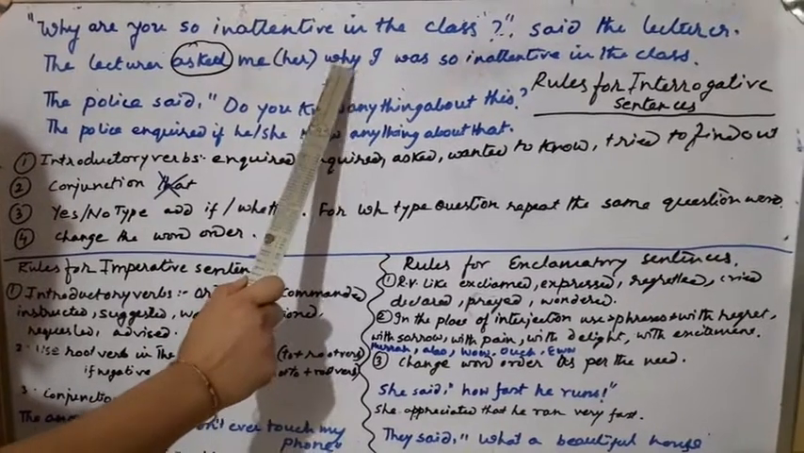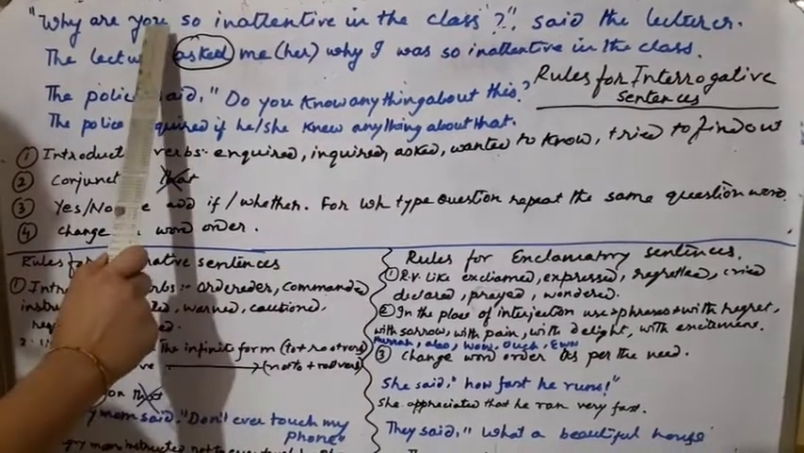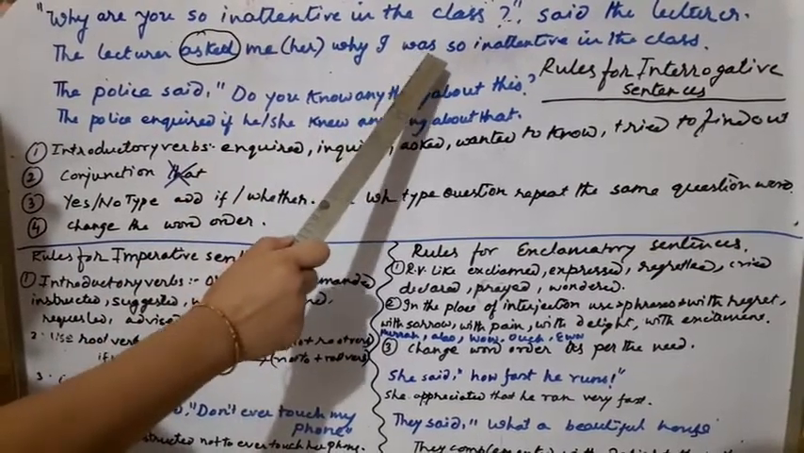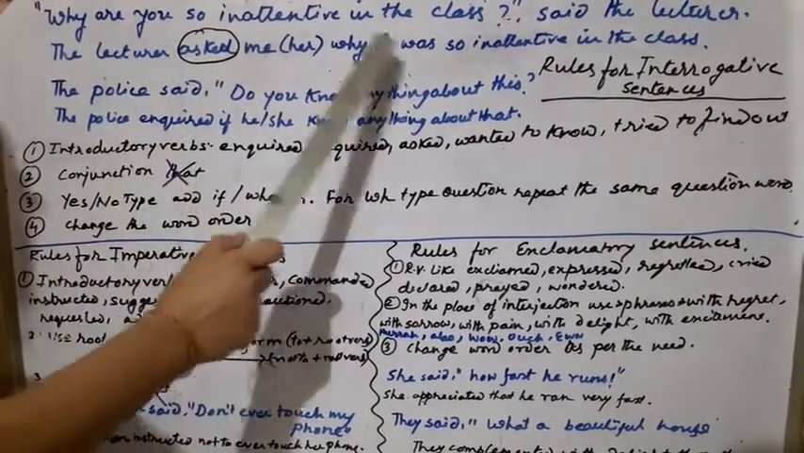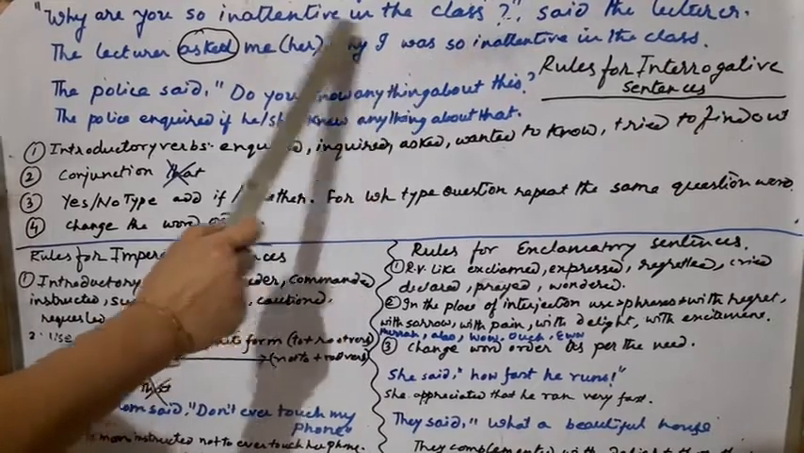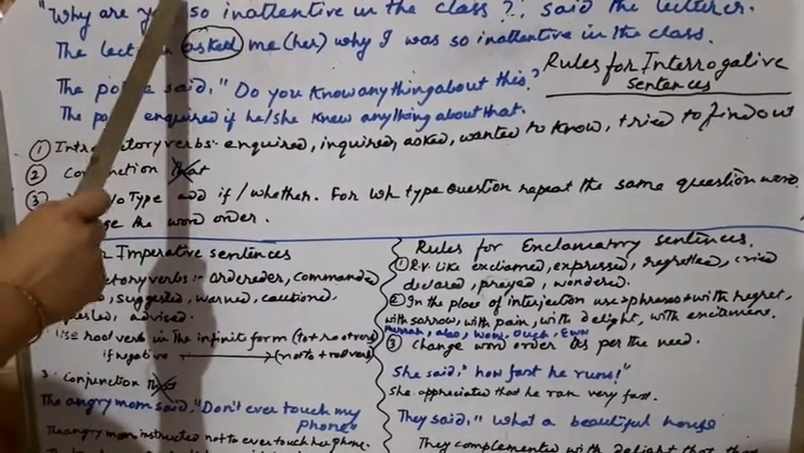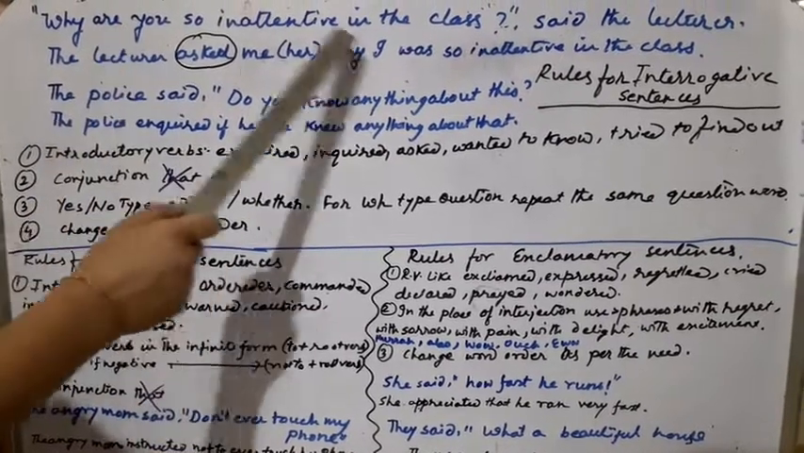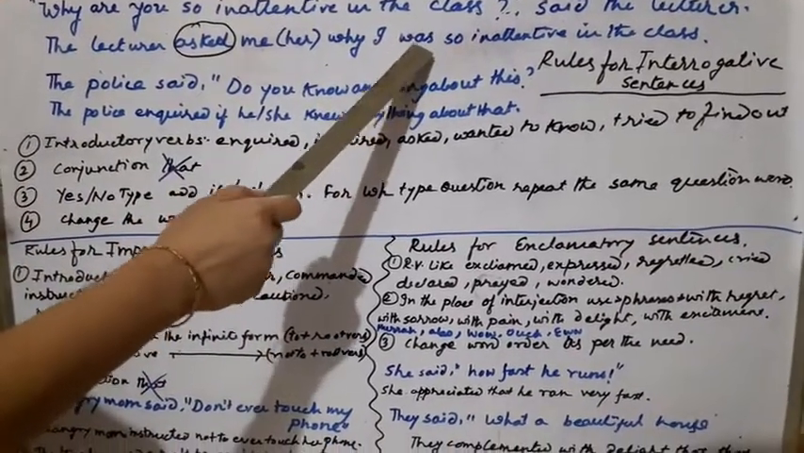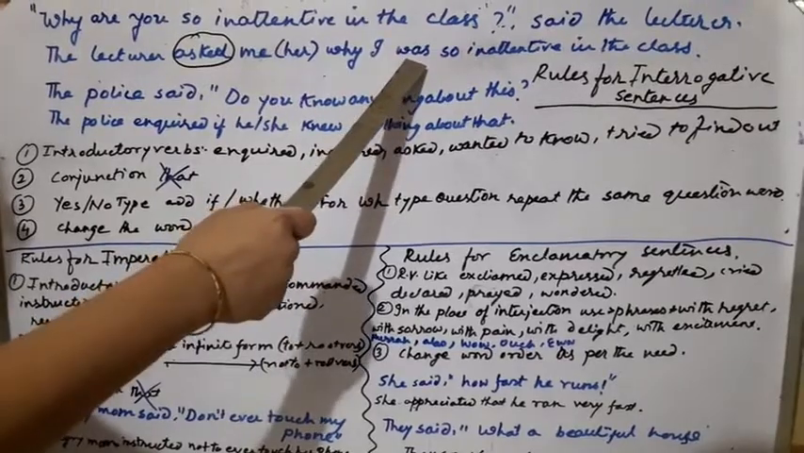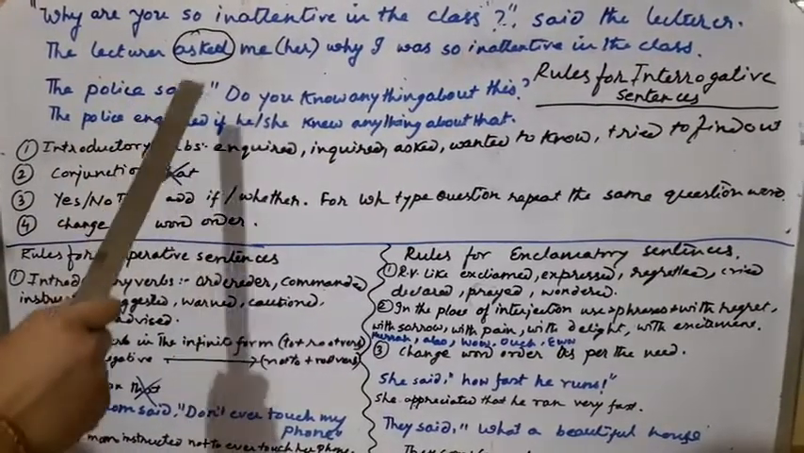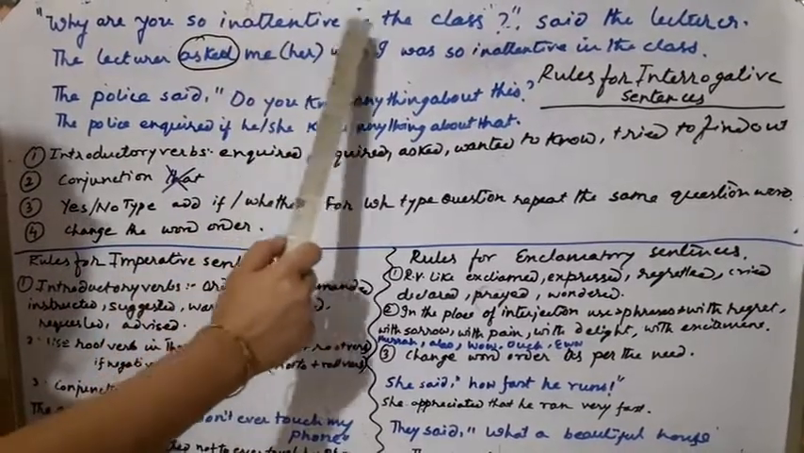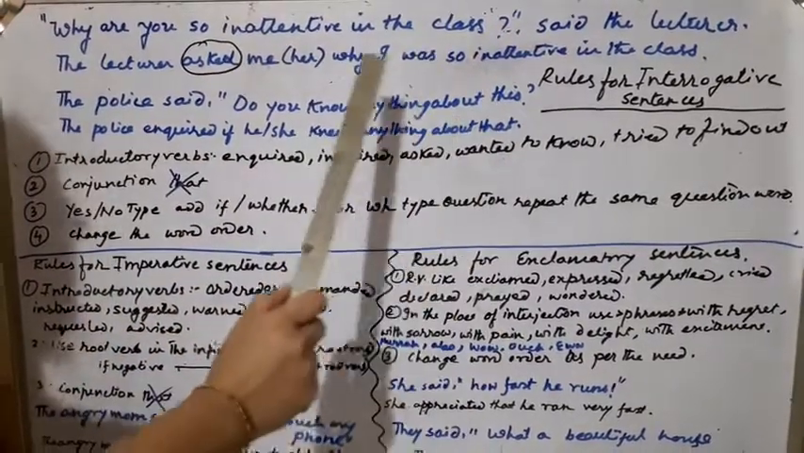You can see why I was, only the changes. You can see you has changed to I, and was, that means are has changed to was, right? You will have to see the pronoun you have changed. Accordingly, the helping verb you need to change, and the tenses will change to the corresponding past tense, right? Word order, you will have to see, that inattentive in the class.